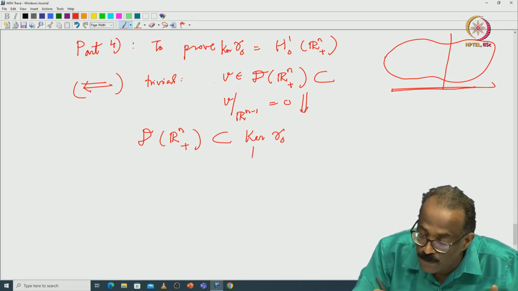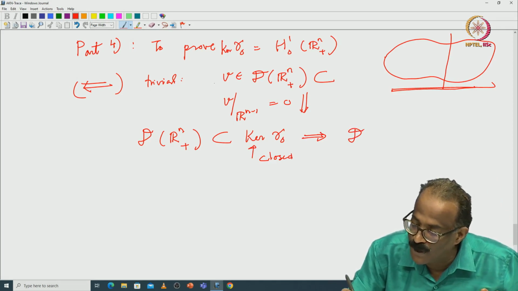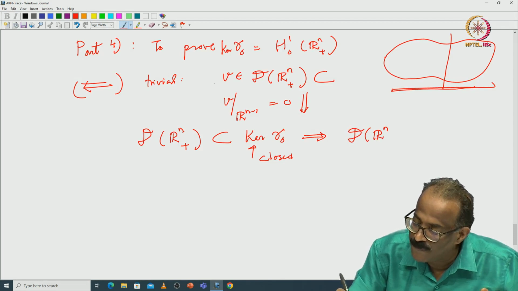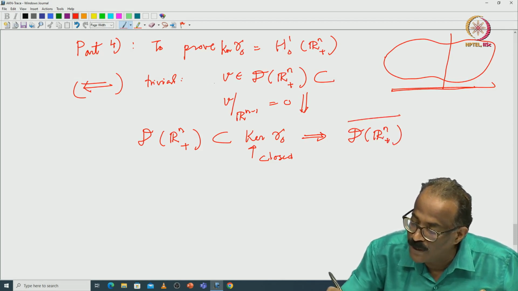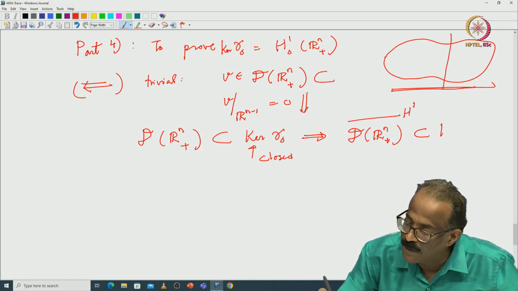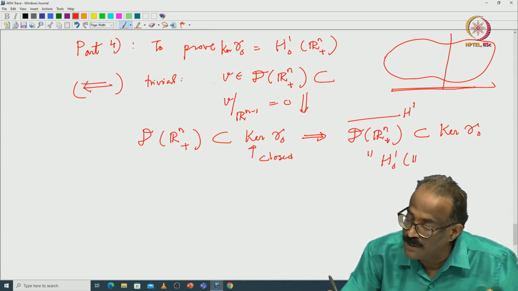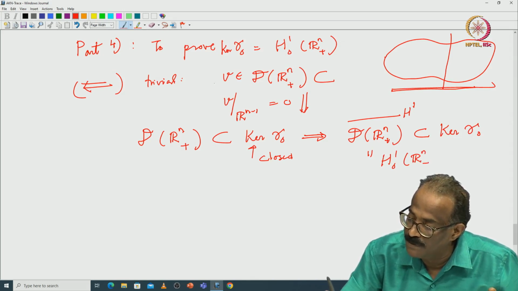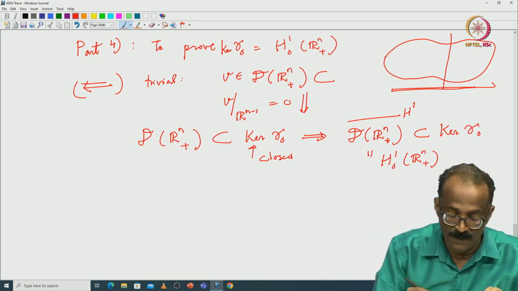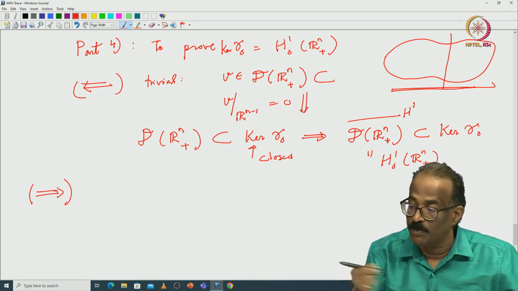But the kernel is a closed set, which implies that the closure of D(R^n_+) with respect to H^1 is contained in the kernel of gamma naught. And this is nothing but your H^1_0, since the closure in H^1 is H^1_0. So, that is trivial. The other part is complicated; you have to work out something with approximations.